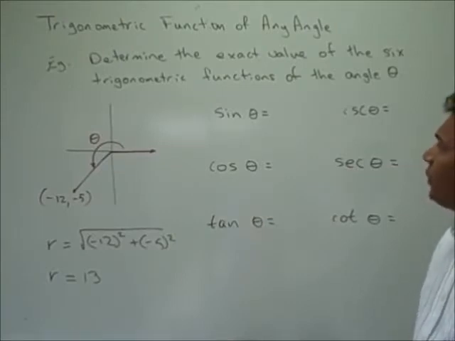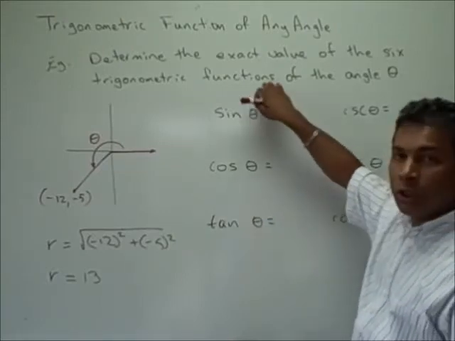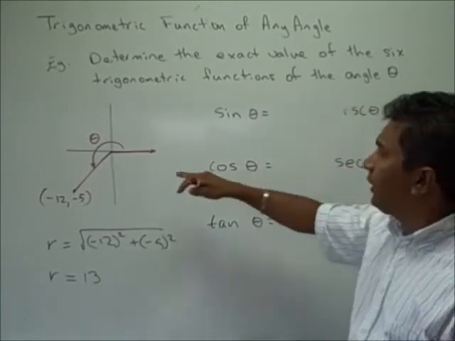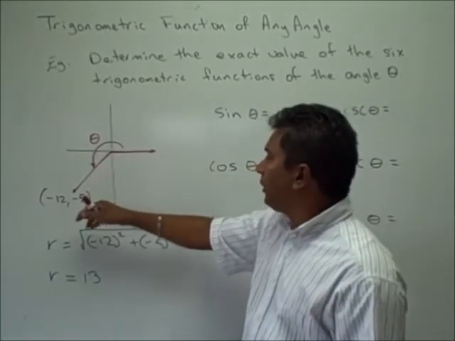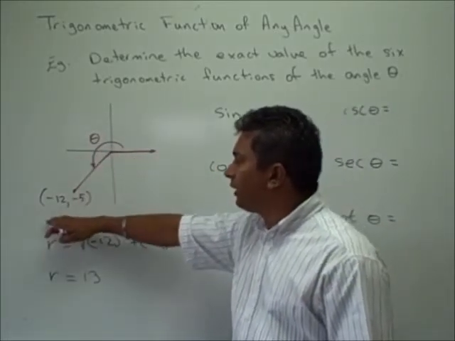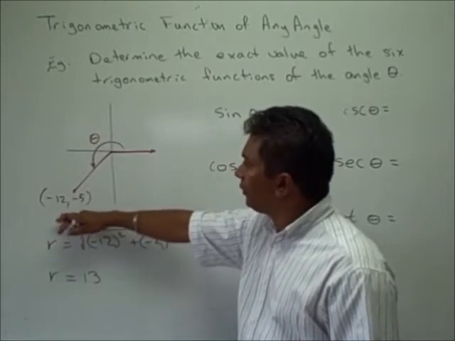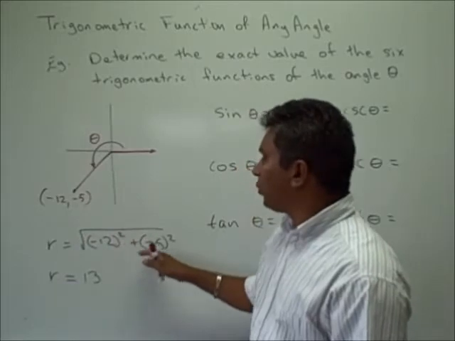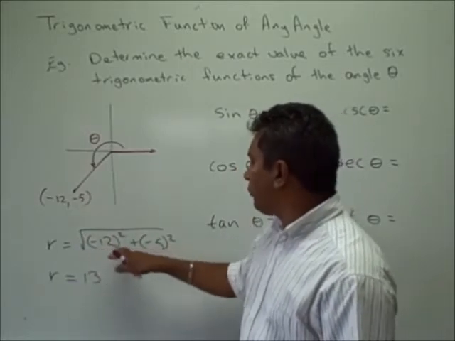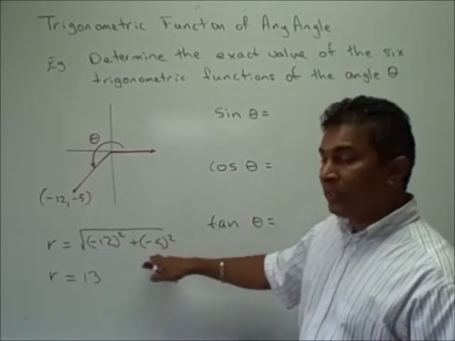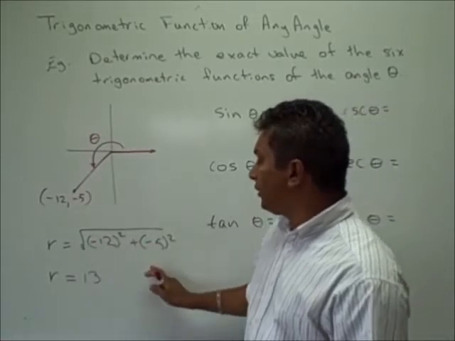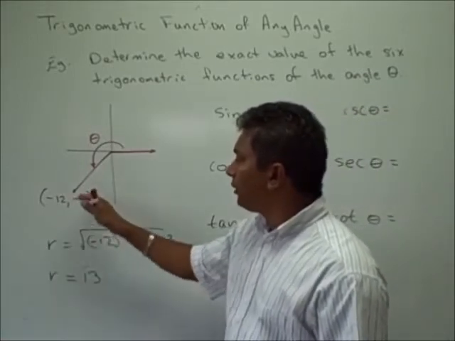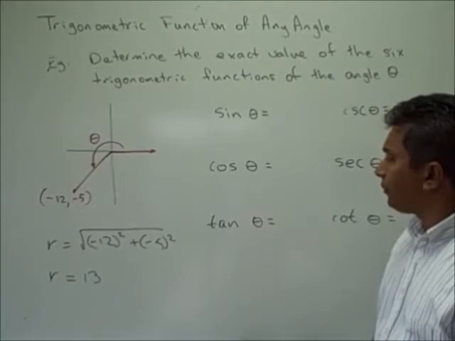In this example, we're going to determine the exact value of the six trigonometric functions of this angle theta, which has a point on the terminal side, (-12, -5). We know that r is equal to the square root of x squared plus y squared, so this becomes 144 plus 25, which is 169, and the square root of 169 is 13, so r is equal to 13.